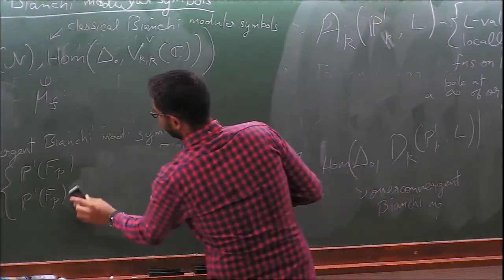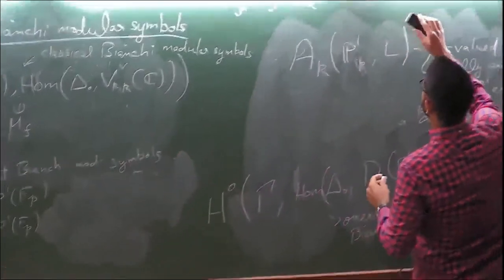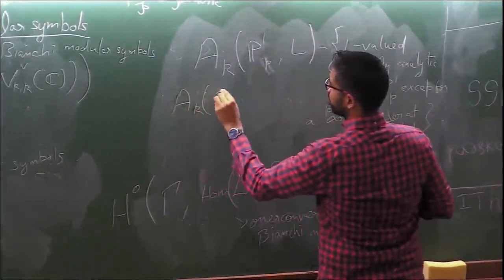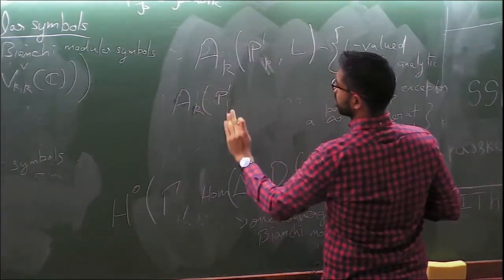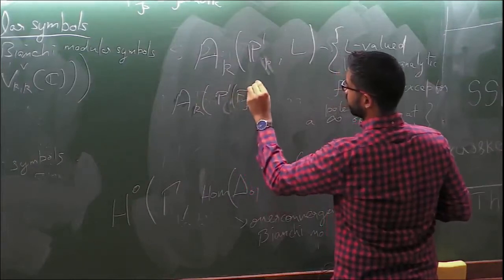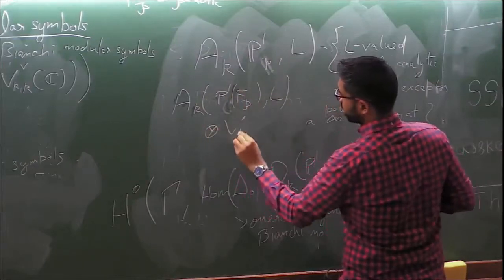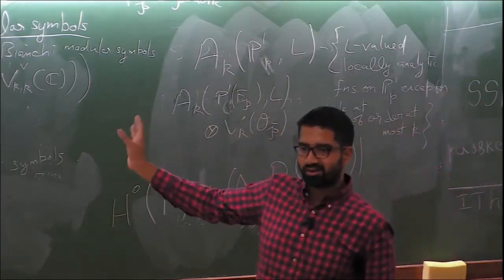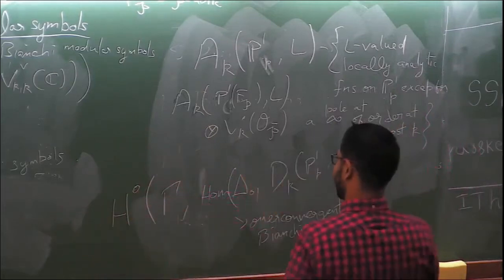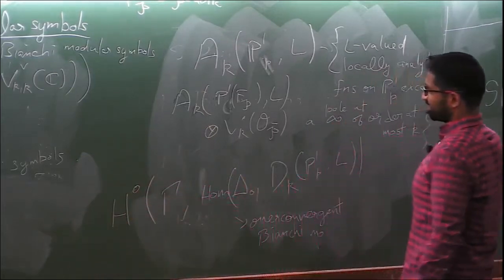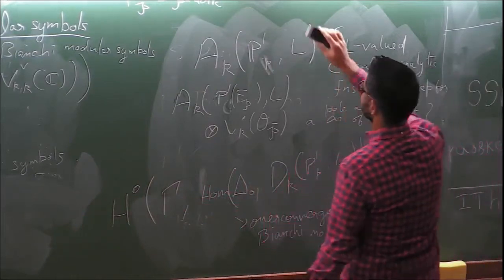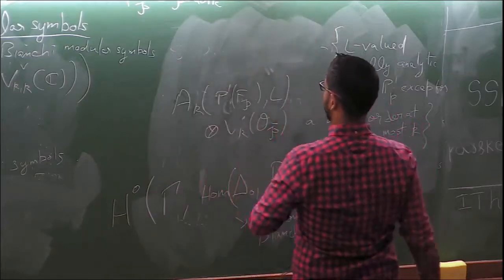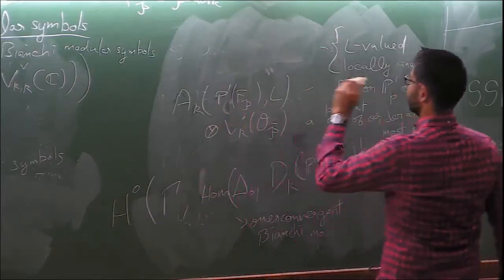Let's just look at P1 of FP. Here it will be... Okay, so this will be AK of P1P. I can write this more clearly as FP, comma L tensor VK of P bar. So if P splits, I look at locally analytic. Sorry, I wrote this down in the last minute. So I should call this... Okay, more clear now.